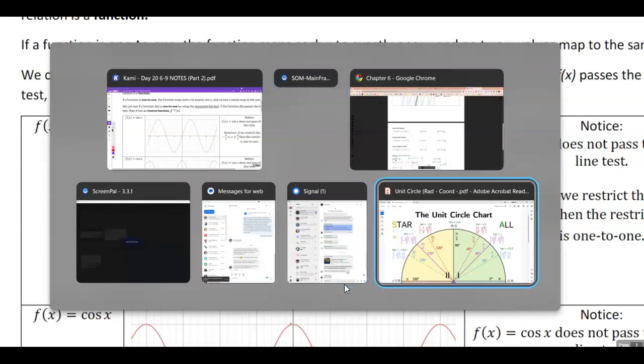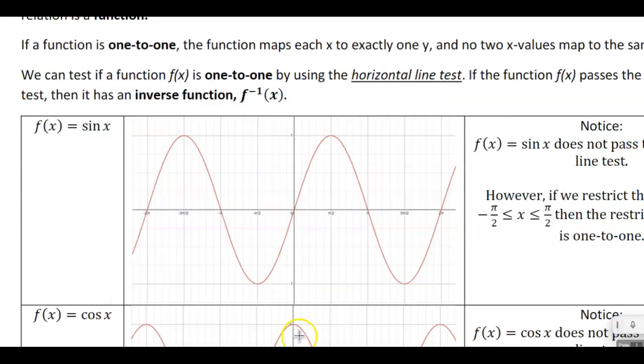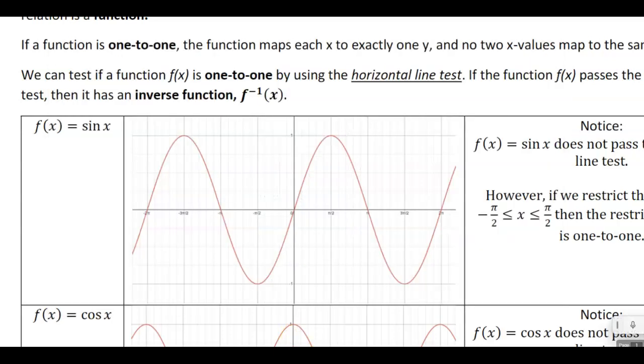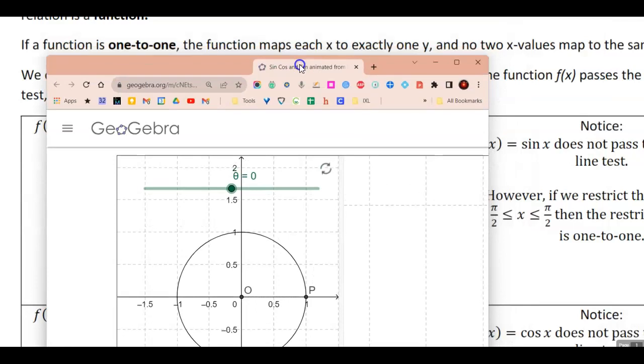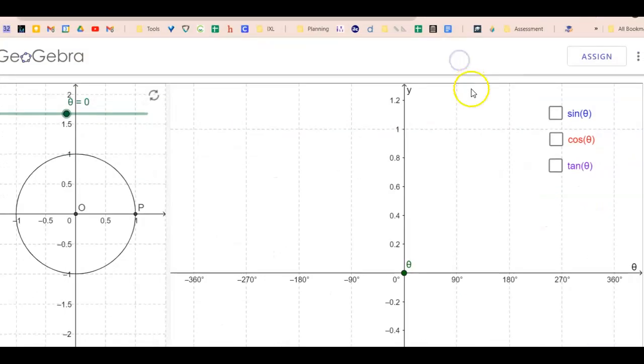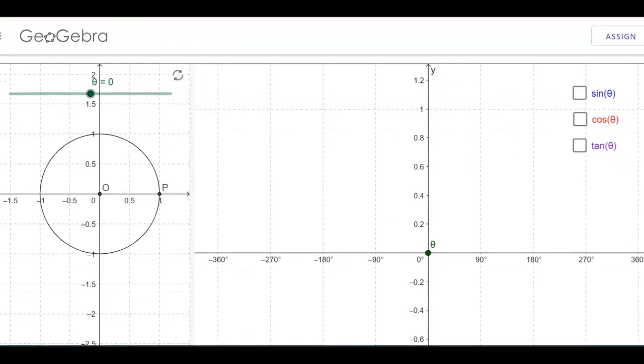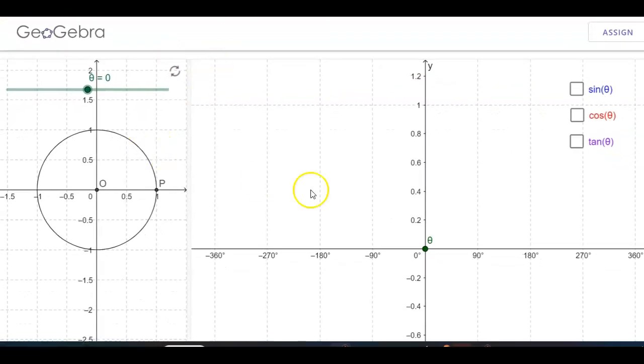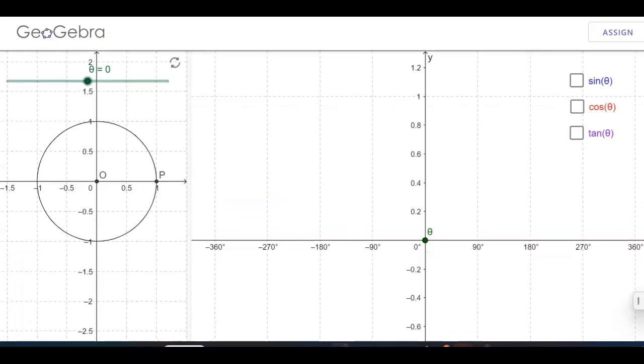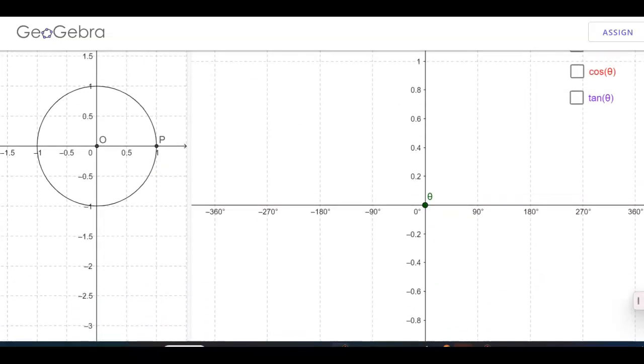Let's see if I can find it. For sine, cosine, and tangent. Okay, so if I take this, I want you to find actually the graph of some of these. So here's what it looked like.